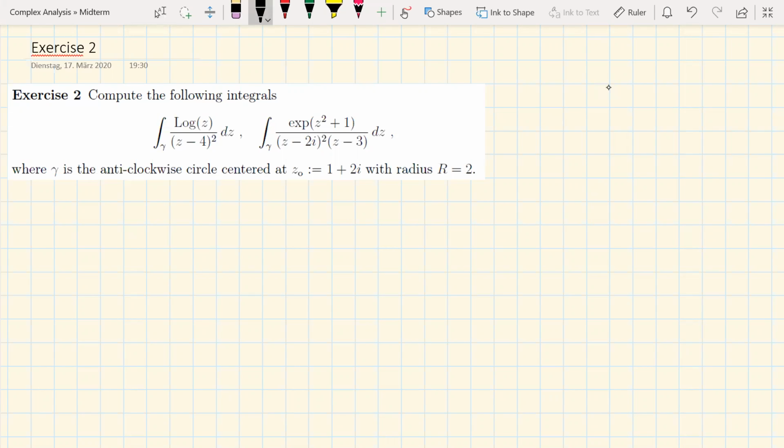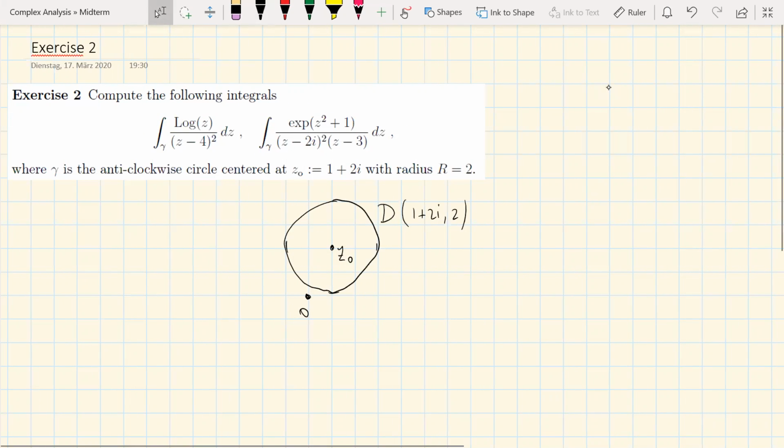So if we have here the origin, then the point z0 is here. And so we have radius 2, so we have a circle like this. Okay, so let's call this disk D1, centered at 1 plus 2i, radius 2. This gamma is anti-clockwise, so gamma goes in this direction.